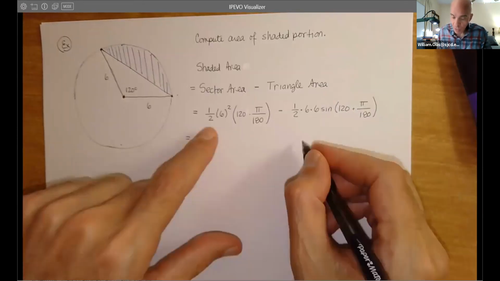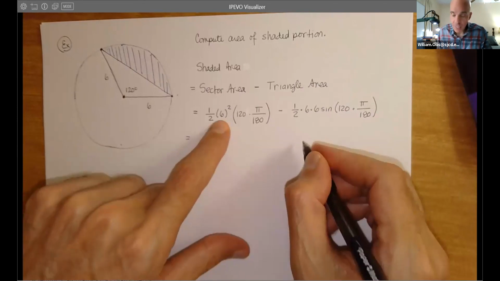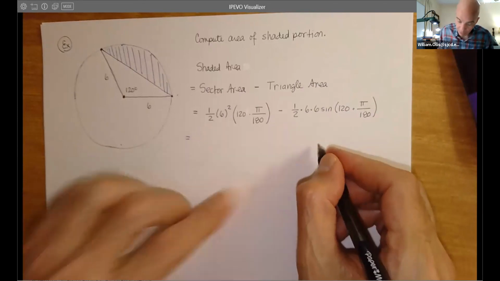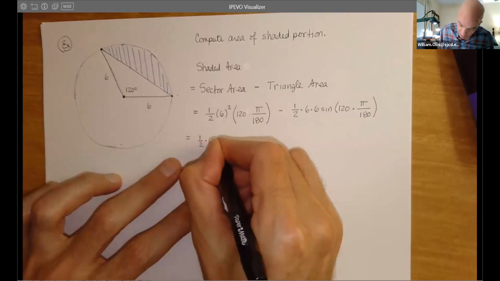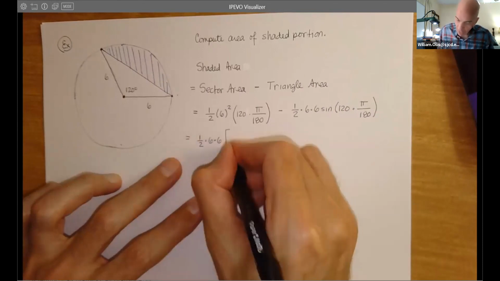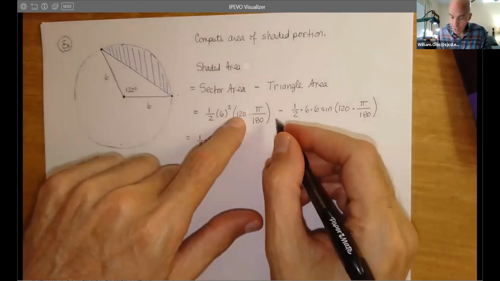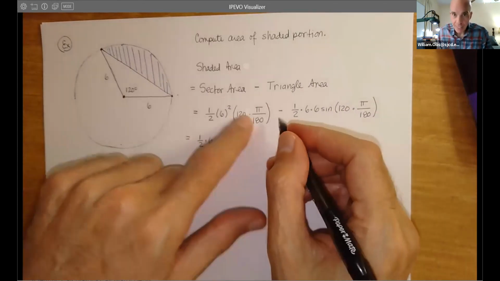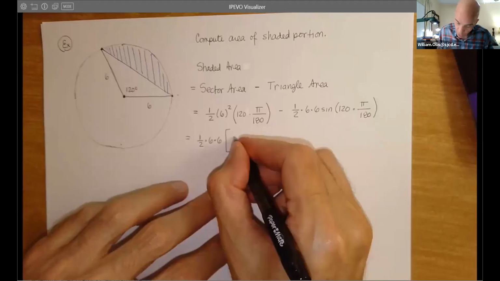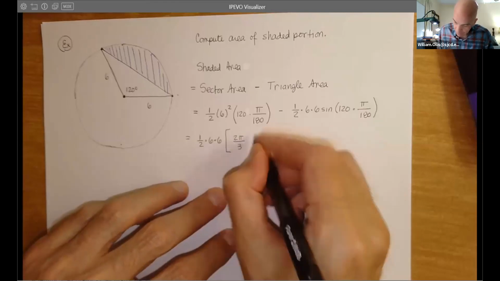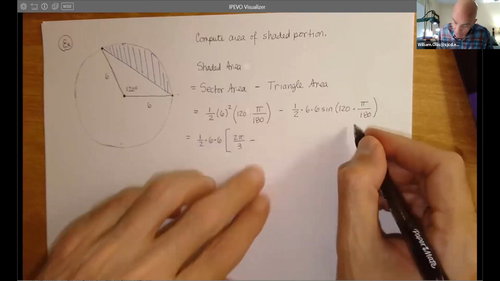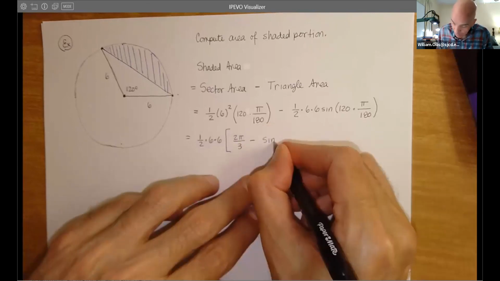So now notice we have the 1/2 6 squared in both of these, so we'll go ahead and factor. We have 6 times 6. And of course, 120 degrees divided by 180 gives us 2/3 pi. And then here we have sine of 2/3 pi.